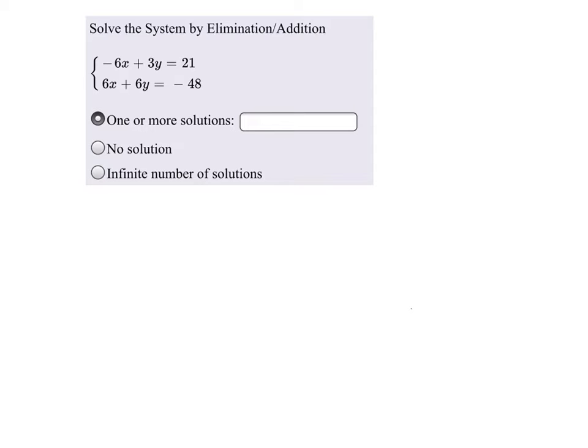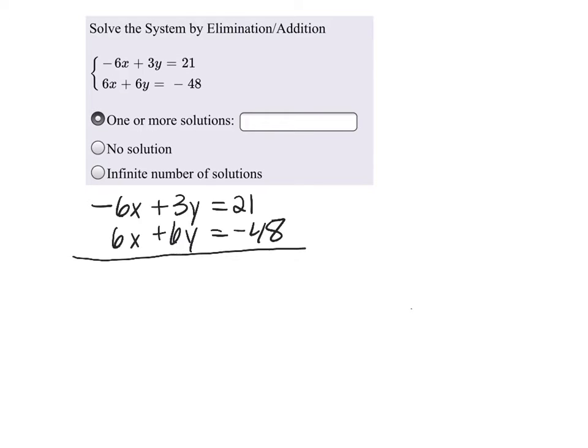All right, so for this system, I actually already have two x's that have opposite coefficients. I have a negative 6x and I have a 6x. So what I'm going to do is take advantage of that. We won't have to do our first step. I won't have to multiply the two equations by anything. I can just add them together, and we're going to be able to get rid of those x terms.